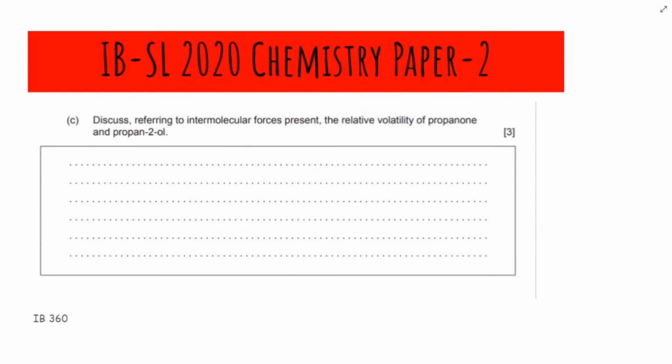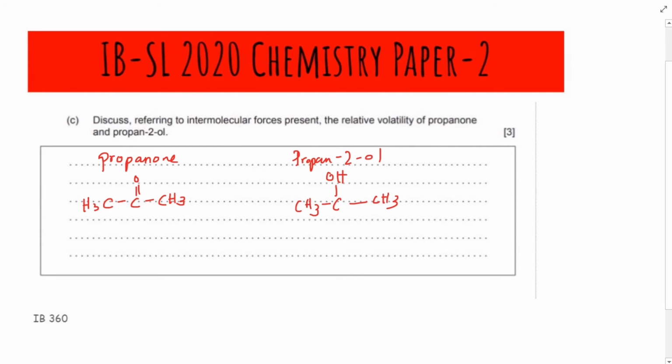So this is the last question. In this last question, we need to find out the relative volatility of propanone and propanediol, or which one is more volatile. Propanone, the structure is this, and propanediol has this structure.